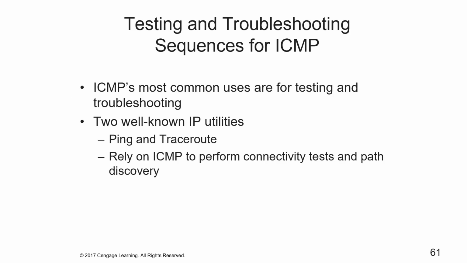The most common use for ICMP is testing and troubleshooting. And we've talked about two well-known IP utilities, which you've probably used, Ping and Traceroute, and both of these rely on ICMP to perform connectivity tests and path discovery.